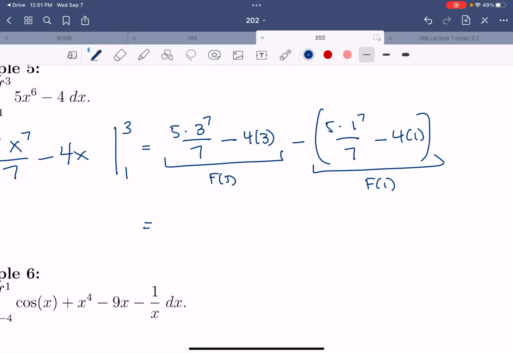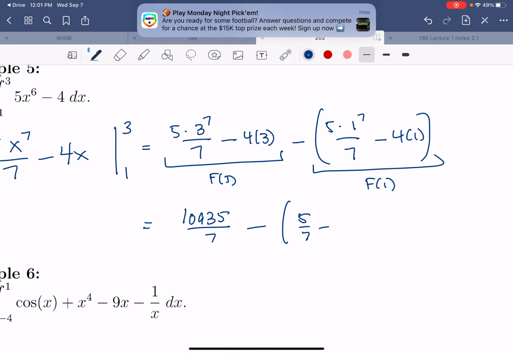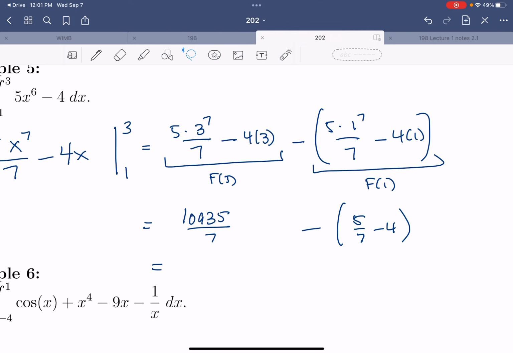We need 3 to the 7th, which I don't know off the top of my head, times 5 divided by 7 gives me some kind of fraction. It gives me 10935 all over 7. And then that gives me 5/7 minus 4. Oh, and I missed something. This is my f of 1, but I forgot to get the rest of this. So minus 12.